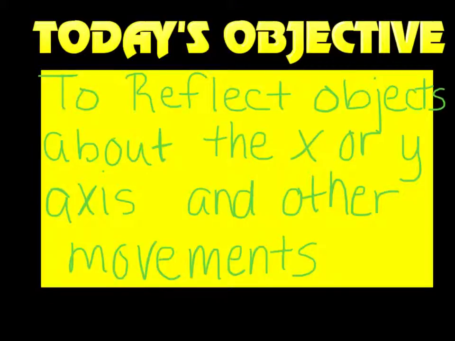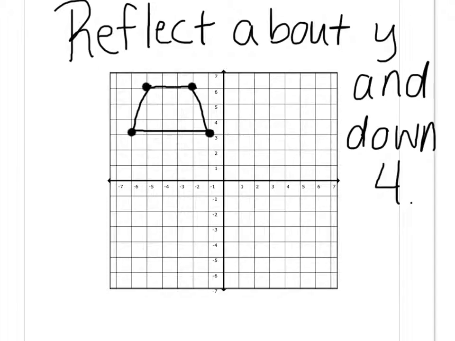To reflect objects about the X or Y axis and other movement. Here's the first example. Reflect about Y and down 4. So if you're going to reflect this across the Y axis, you're talking about this one here.